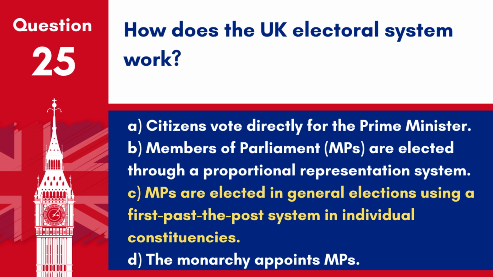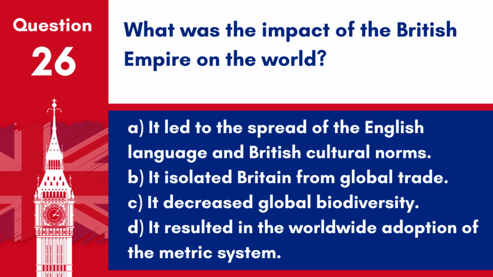Answer: C. MPs are elected in general elections using a first-past-the-post system in individual constituencies. This system involves voters selecting their preferred candidate in their constituency, with the candidate receiving the most votes winning the seat. Question 26. What was the impact of the British Empire on the world?